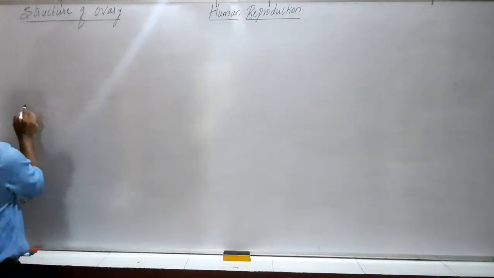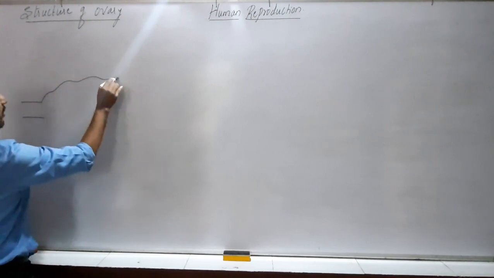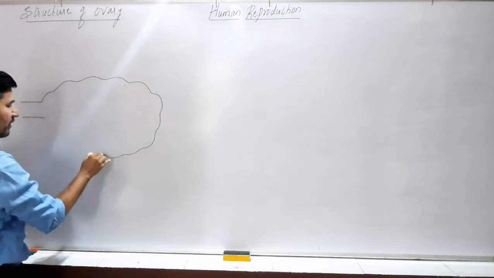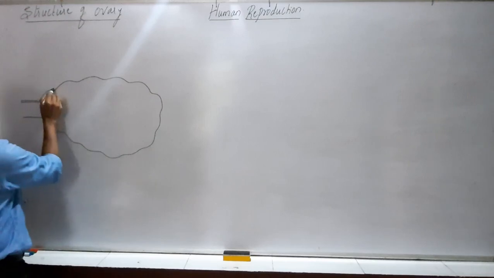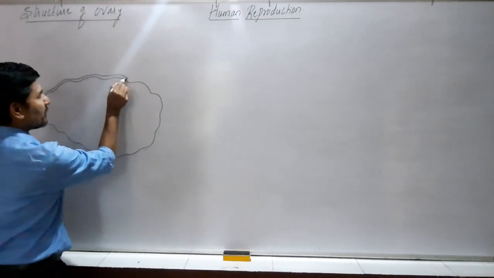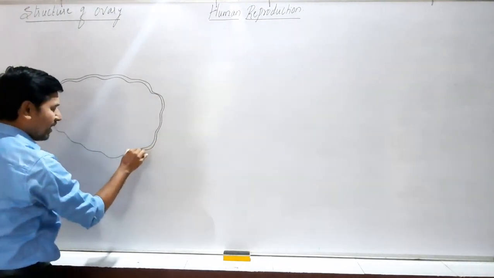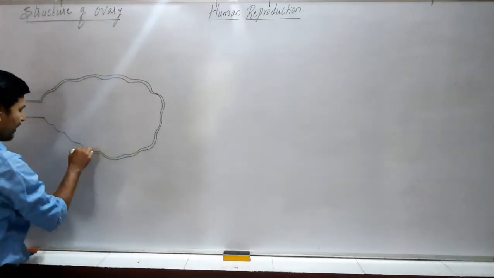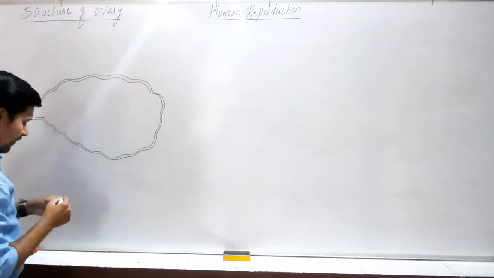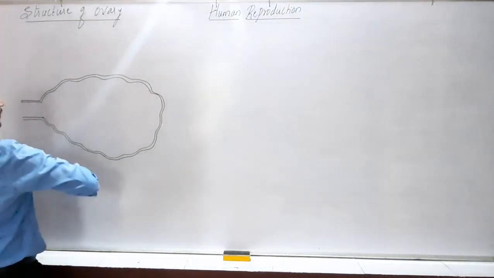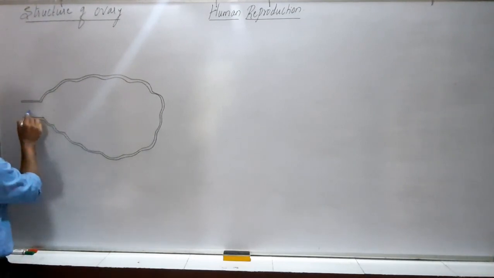Now if we look at the structure of the human ovary, as the size is small, it measures around 2 to 3 centimeters in length and is attached to the outer part of the uterus in the female reproductive system. It appears in this way in its sectional view. Inside this, it has certain blood vessels also.